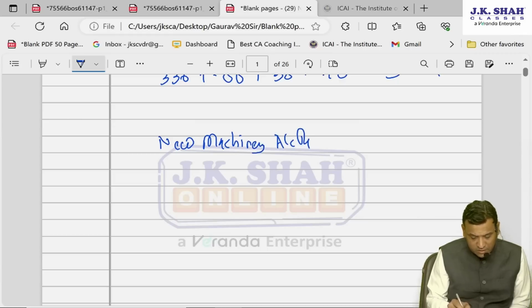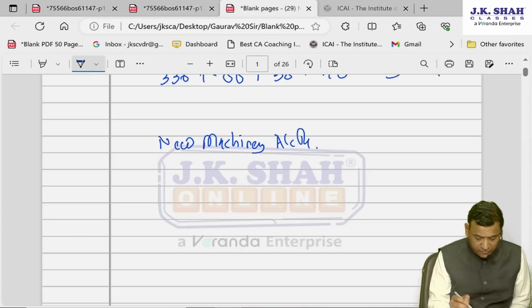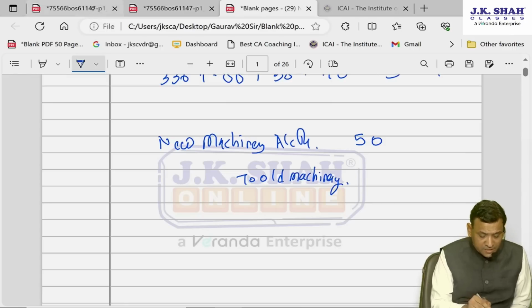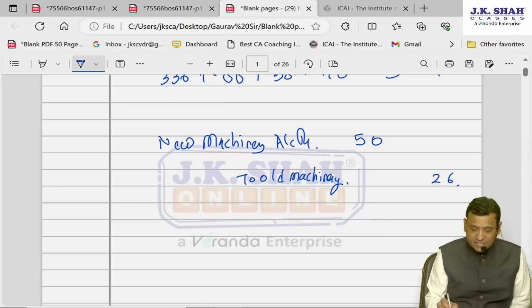New machinery account debit, it's 50, to old machinery. The old machinery is appearing in the books at 26 crore. So I will credit it by 26 crore.